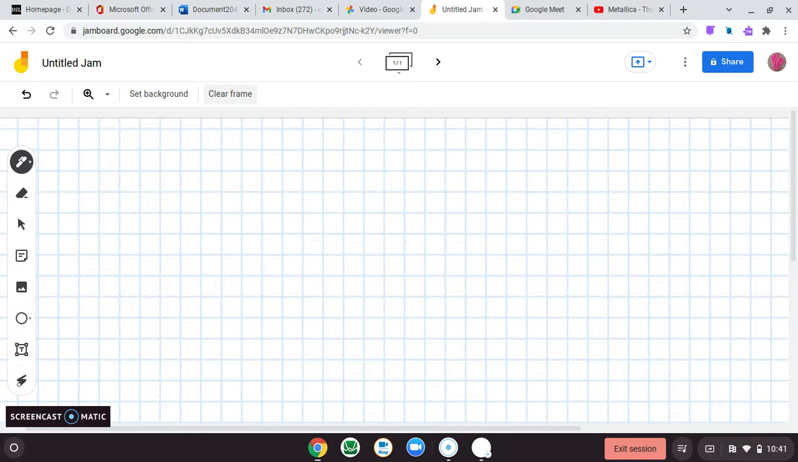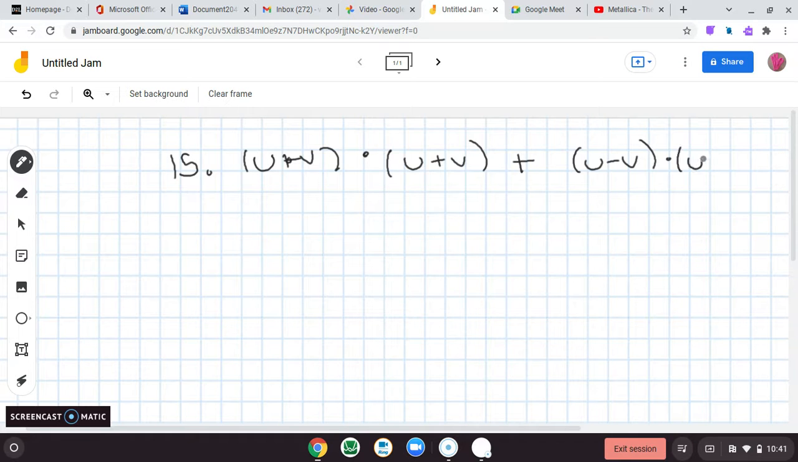Okay, 15. What even is 15? I wrote it down. Okay, it's u plus v dot u plus v plus u minus v dot u minus v.